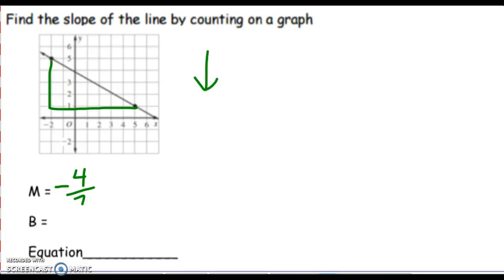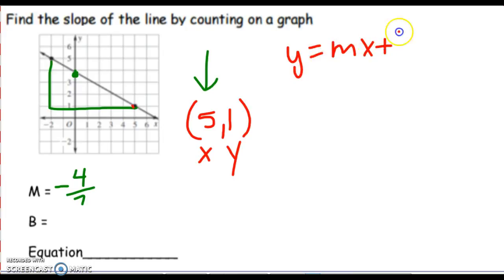So where does that point cross my y-intercept? And this one is actually not perfect. So we're going to have to use one of my points like I just did on the last one. So let's go ahead and use this guy right here, which the ordered pair is 5, 1. And remember, that's my x and my y. So I have y equals mx plus b.